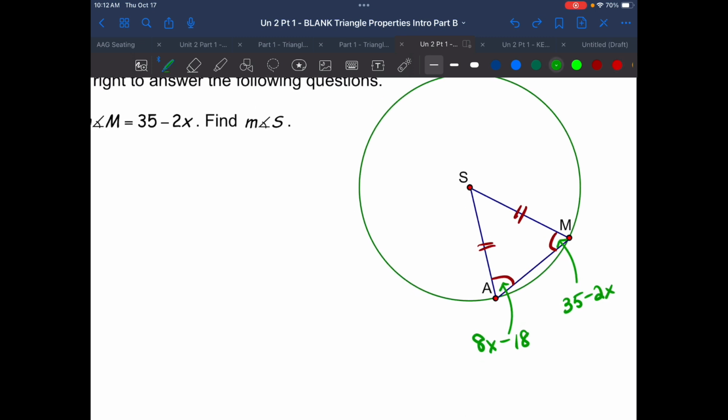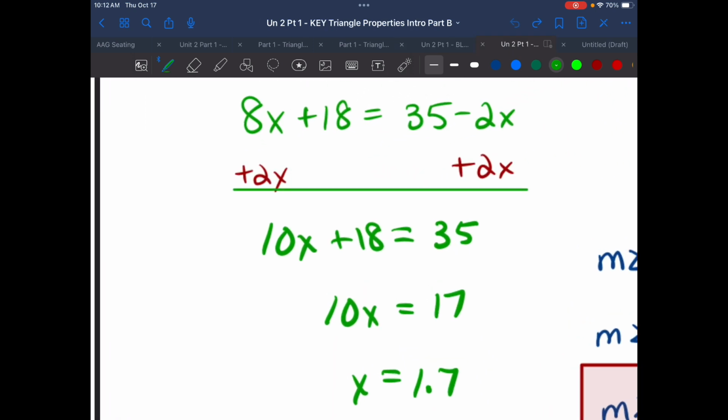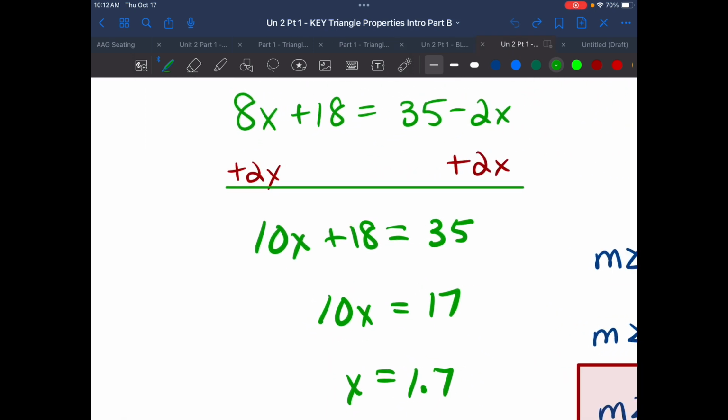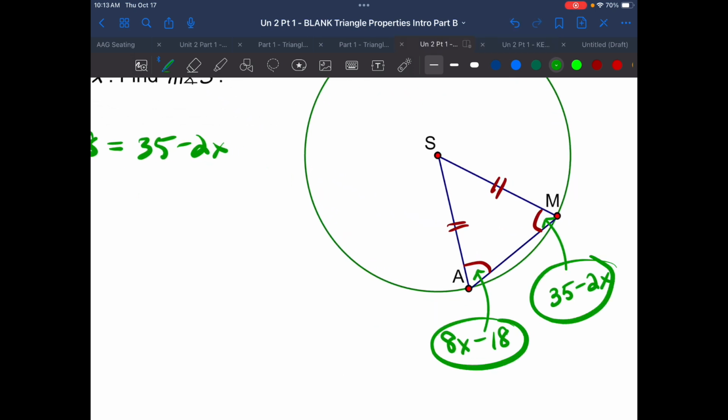We're going to set up 8x minus 18, you guys should be writing this down, equals 35 minus 2x. Please go ahead and solve this equation. I'm going to give you a little hint: decimals do happen. So see what you get when you solve for x. Okay, now if you solve for x correctly, you do get 1.7. Now what I'd like you to do is please take your numbers and plug them into the equations to get your angle measures. So you're going to plug that 1.7 in here, 1.7 in here.